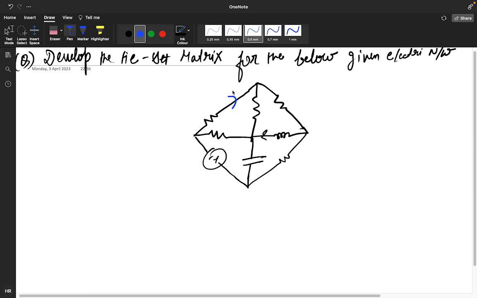So I am supposing this is my branch 1, this is my branch 2, and this is my branch 3, this is my branch 4, again I'm taking, this is my branch 5, and this is my branch 6, branch 7, and this is my branch 8. So total number of branches we are getting is 8. So write down the procedure for how you will develop the tie set matrix.